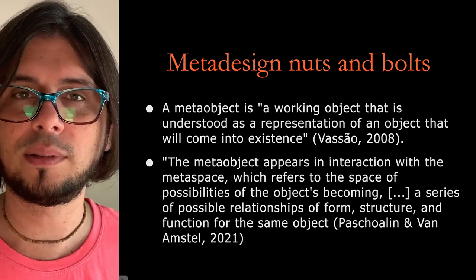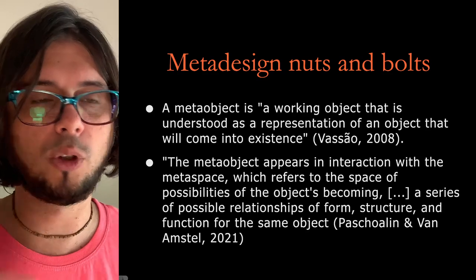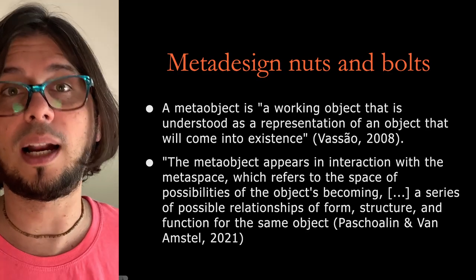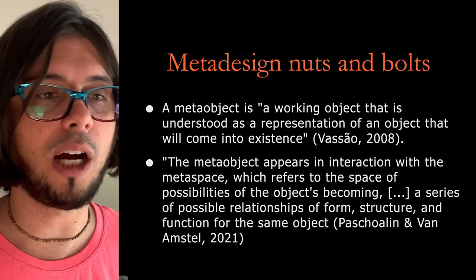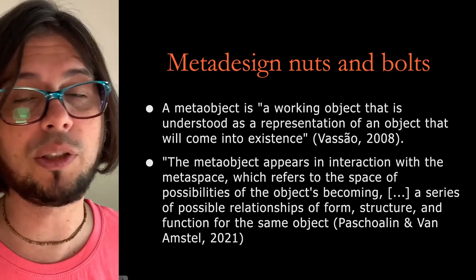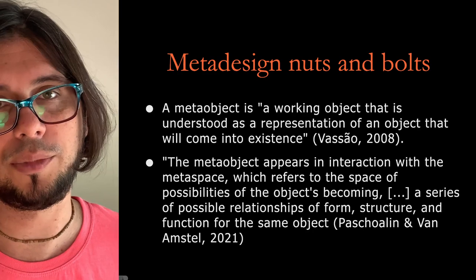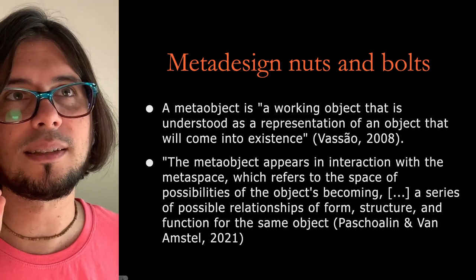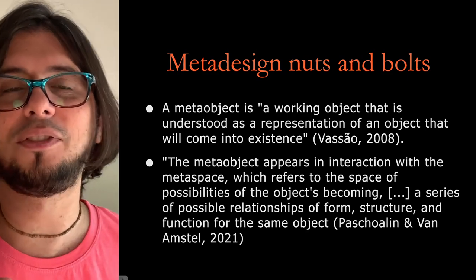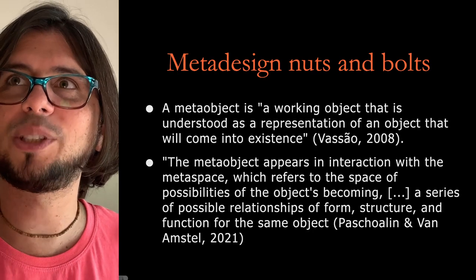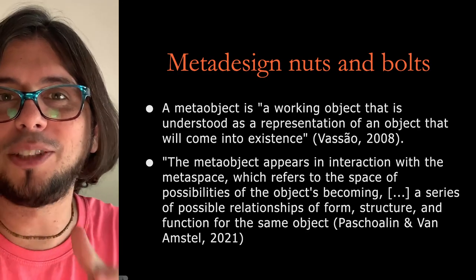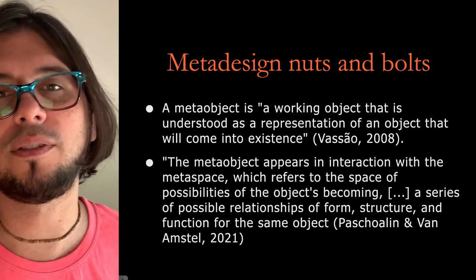According to Caio Vassão, a Brazilian researcher who wrote the best writings about meta design that I know, he says a working object that is understood as a representation of the object that is coming into existence is a meta object. So it's an object that does not exist unless it is only in the design phase. So it's a representation of something that's about to become real, but then you can change it before it becomes real. That's the advantage of having a meta object.